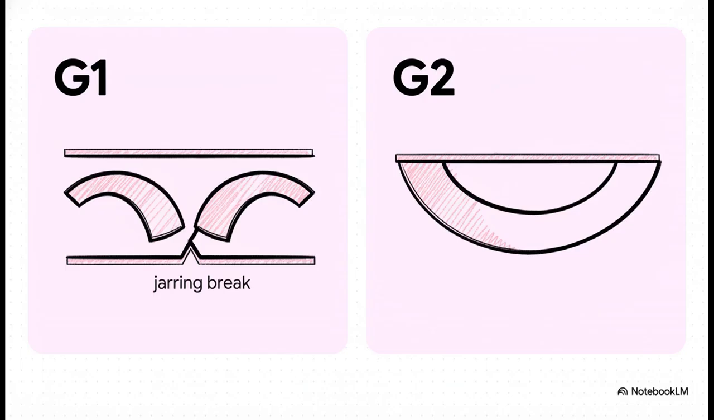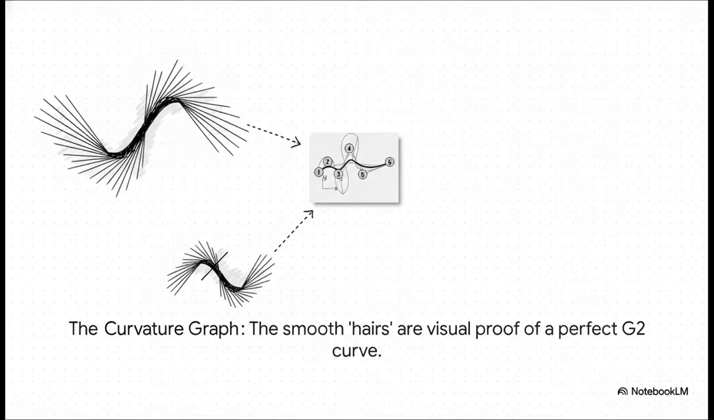And this isn't just about looking pretty. On a car, this kind of perfection actually affects aerodynamics. On your phone, it communicates quality, and it just feels better in your hand. But how can a designer even see this invisible mathematical quality? Well, they use a tool called a curvature graph. Think of it like this. The graph shows these little hairs that represent the amount of curve at every single point. If those hairs jump all of a sudden where two curves meet, that's a G1 connection. You're going to see a flaw. But if the hairs flow smoothly from one curve to the next, that's G2. That is the visual proof of perfection.